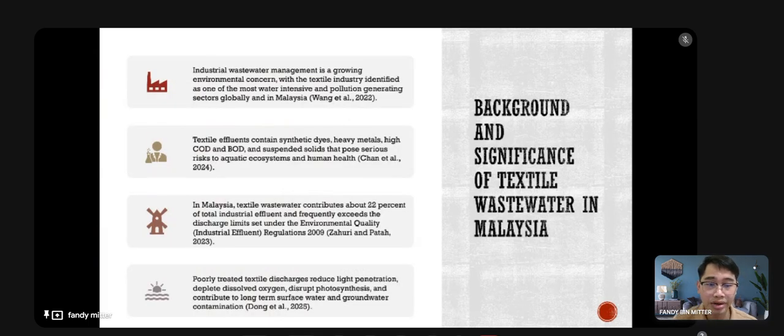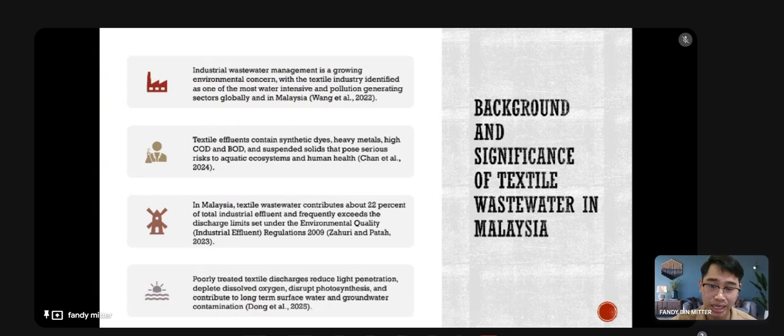Okay, this is the background and the significance of textile wastewater in Malaysia. So the industrial wastewater management is a growing environmental concern with the textile industry then identified as one of the most water intensive and pollution generating sectors globally and also in Malaysia. So the textile effluent contain the synthetic dye, heavy metal, high COD and BOD, and suspended solids that pose serious risk to aquatic ecosystem and also human health.